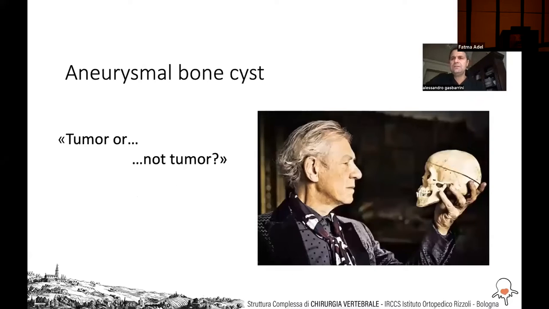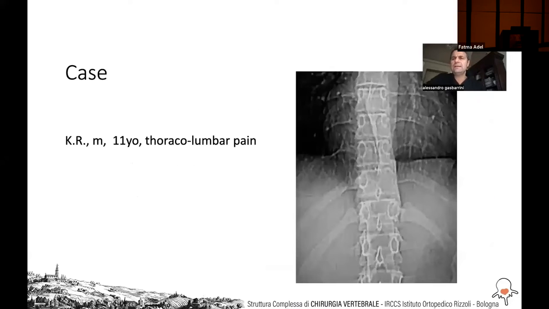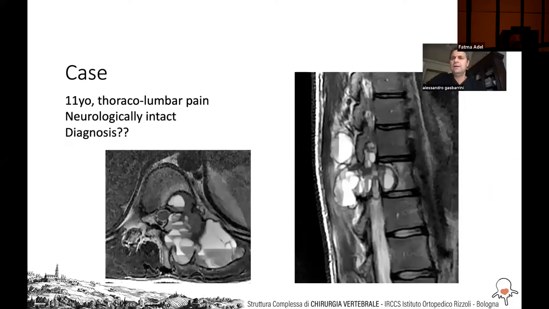ABC histopathologically has been a matter of debate for ages. Is it a tumor or not? A classical example is a young male, 11 years old, with pain, with no neurologic deficit, and a large cavity with the typical fluid level, prevalently in the posterior elements.